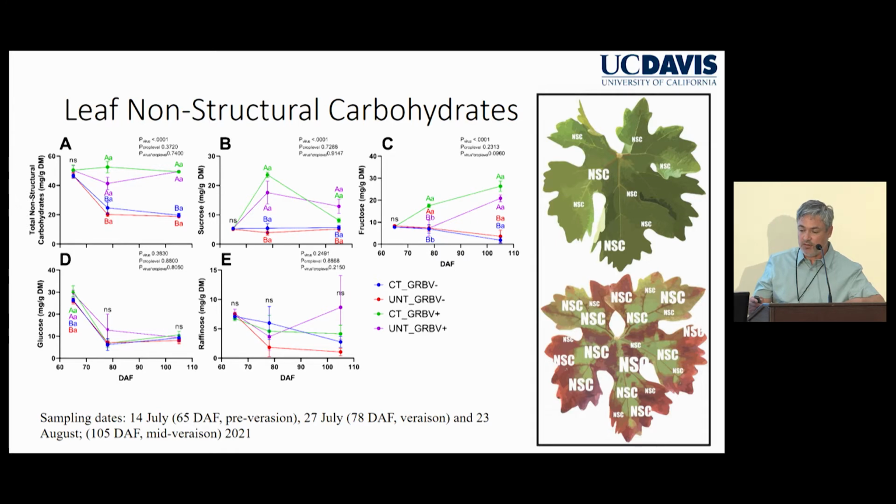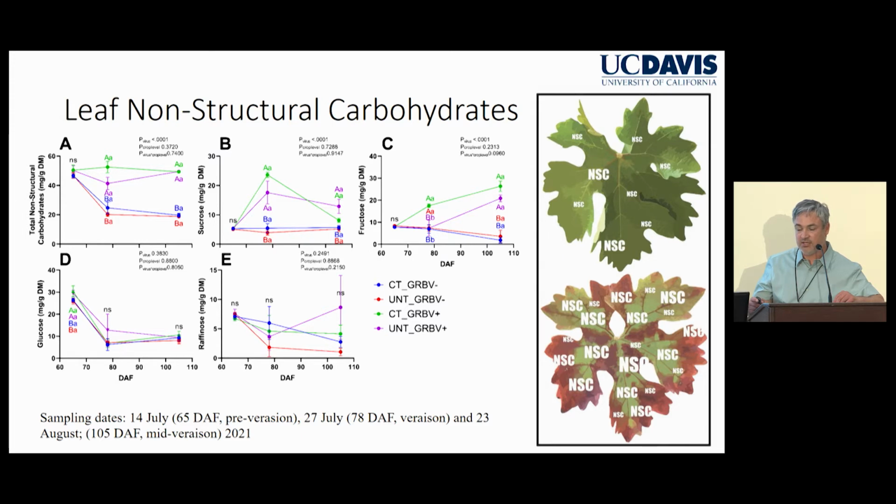So then at 3 points during the season for the second year, 2021, we looked at what are the carbohydrate levels in the leaves at 3 points during the season. This was measured at pre-veraison, veraison, and mid-veraison. And so you can see there in the box labeled A, that represents the total non-structural carbohydrates, or the sugars, the sugar concentration in the leaves.